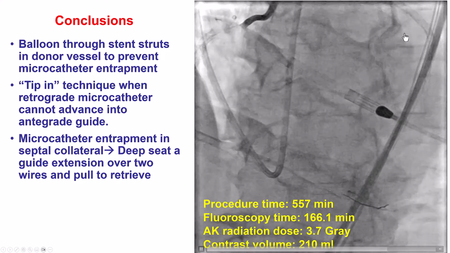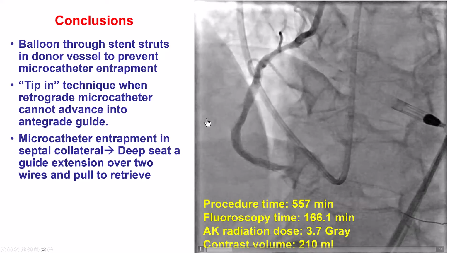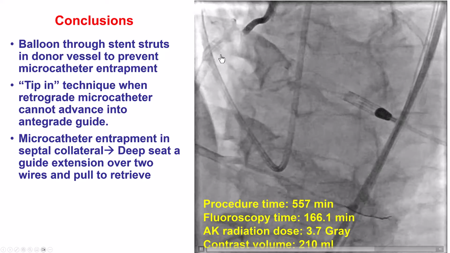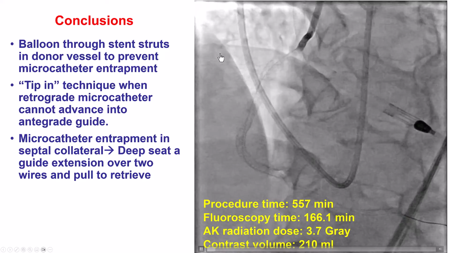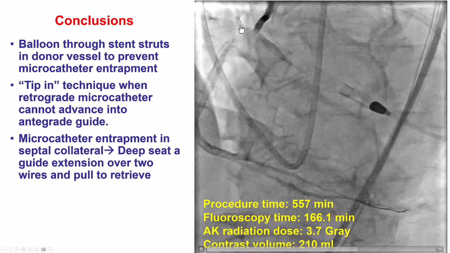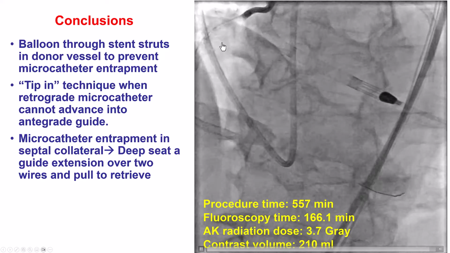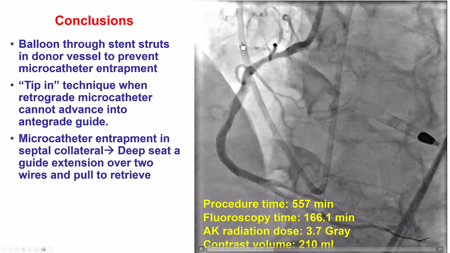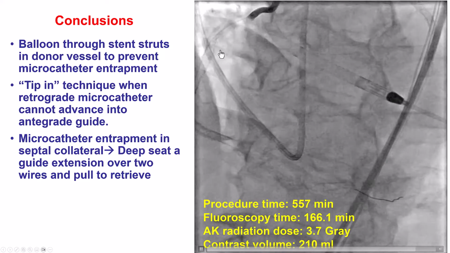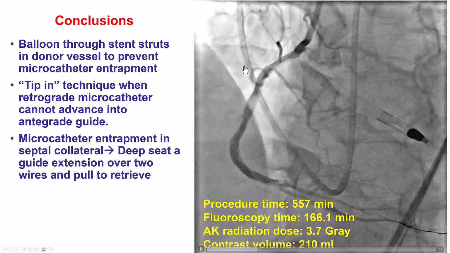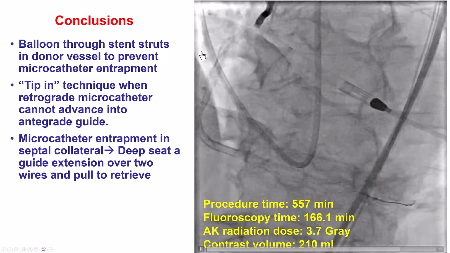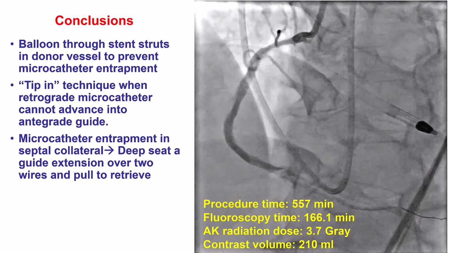The second is what to do when the microcatheter will not follow the retrograde wire into the antegrade guide or antegrade guide extension. It was the case in our patient. One potential option is to actually leave the retrograde guidewire there and come with an antegrade microcatheter and do the so-called T-pin technique, advancing the antegrade microcatheter onto the retrograde guidewire. In this case, we did use a small 2.0 millimeter balloon to facilitate this meeting of the retrograde wire and the antegrade microcatheter, and it was eventually successful.